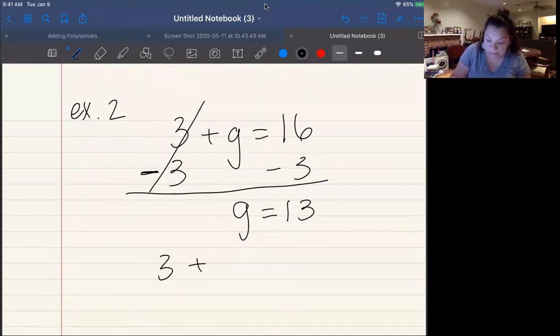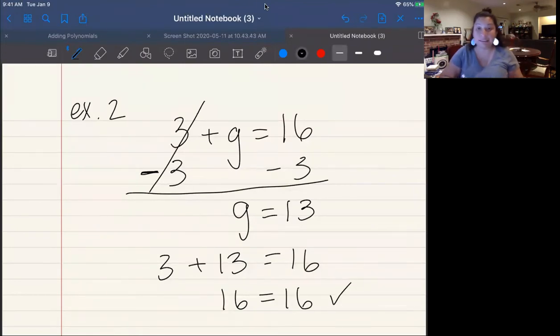All right, we can plug it back in, right? 3 plus 13 equals 16. 3 plus 13 is 16. 16 equals 16? Yes, correct. All right, and we're solving it using one step, all right? Down here, we're checking our answer. This is checking. At the top, we're solving for it, to make sure it's correct.